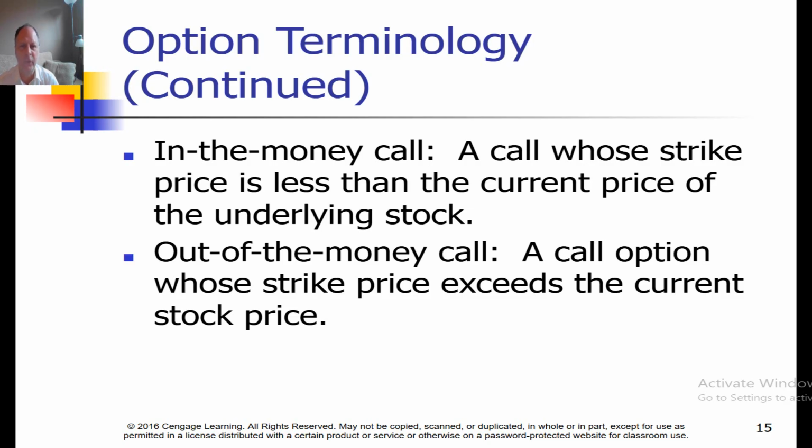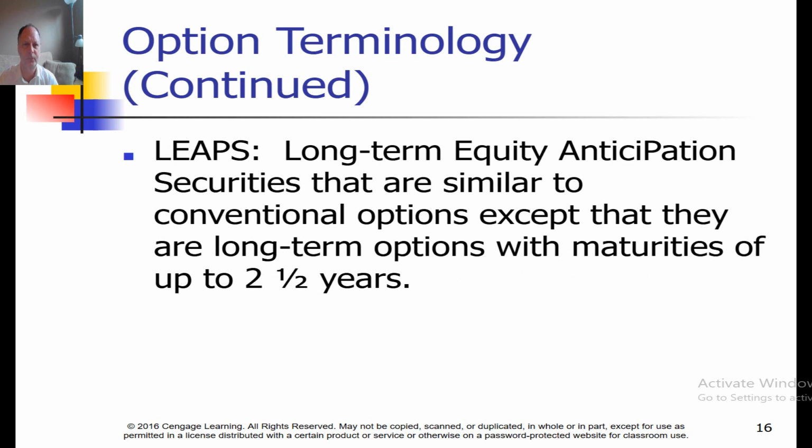So the intrinsic value for an in-the-money option is positive, and for an out-of-the-money option is 0. And of course, an at-the-money call or put would be when the stock price equals the strike price. LEAPs are long-term equity anticipation securities. They are similar to conventional options, but they have longer maturities, going up to 2.5 years.